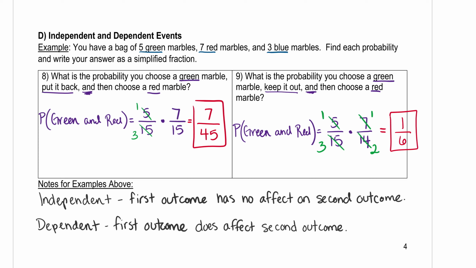Okay, so that is dependent, independent, that's the difference. So independent, my sample space should never change. Dependent, it should go down each time, depending on what I'm doing. Okay, and that's it for the notes.